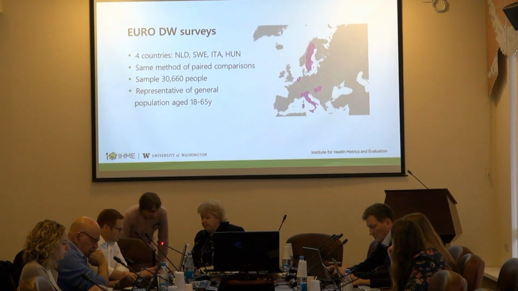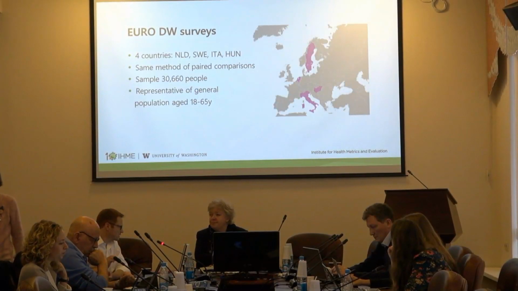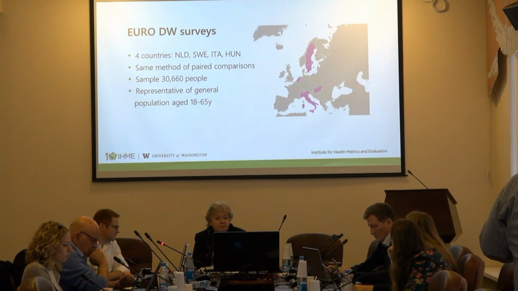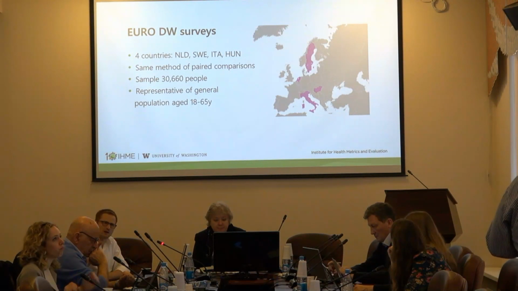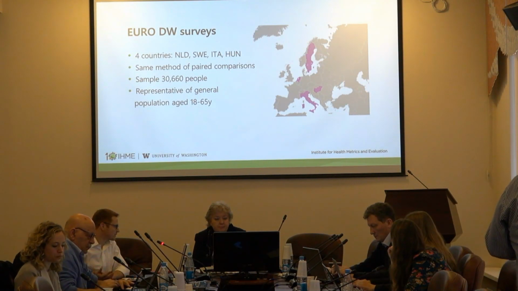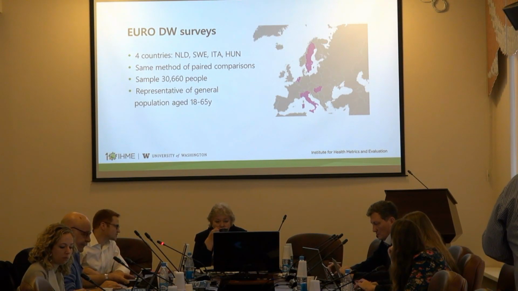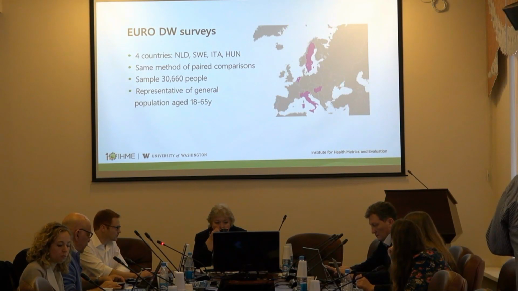The second study is the Euro Disability Weight Study. This was conducted in Sweden, the Netherlands, Italy, and Hungary. Again, it's the same method. There were about 30,000, 31,000 people in the general population, ages 18 to 65 included.